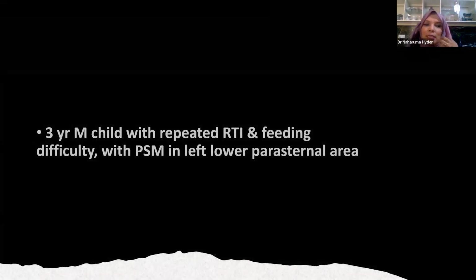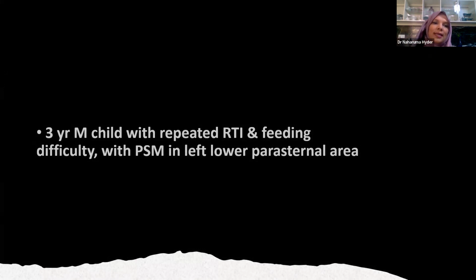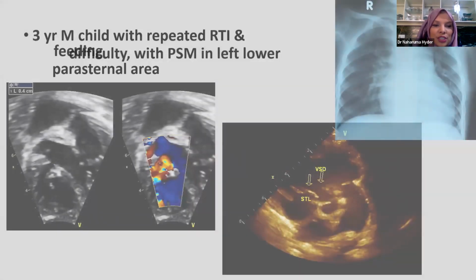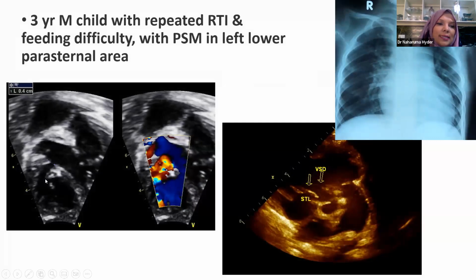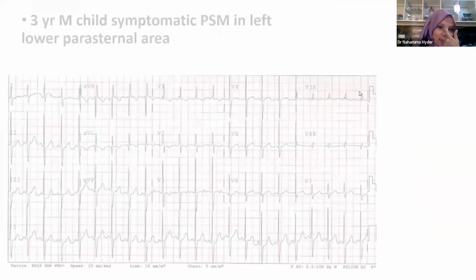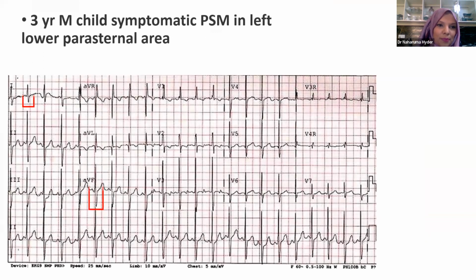Next to that, VSD. Just going through a case: a 3-year-old male child having repeated infections and feeding difficulty, with a pansystolic murmur in the left lower parasternal area. And we know this is the classical feature of VSD left-to-right shunt. This is the echo finding, a perimembranous VSD, and in X-ray there is cardiomegaly with increased pulmonary blood flow. And this is the ECG of that patient.